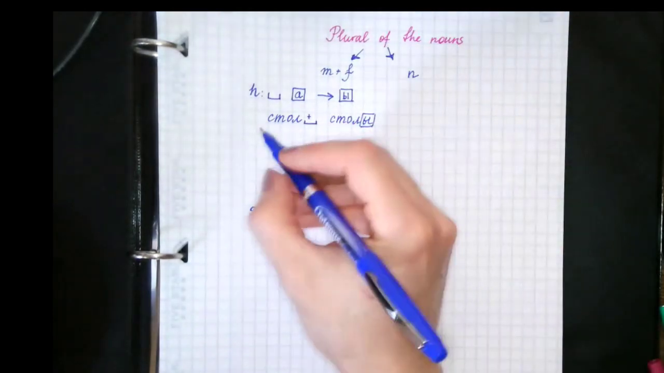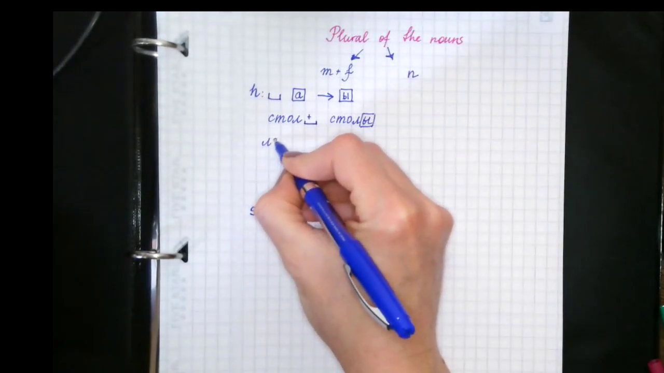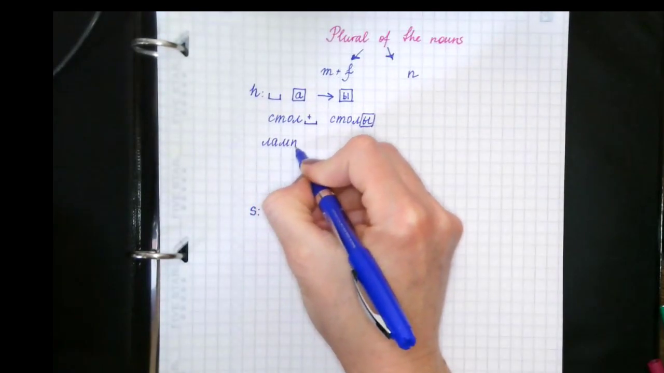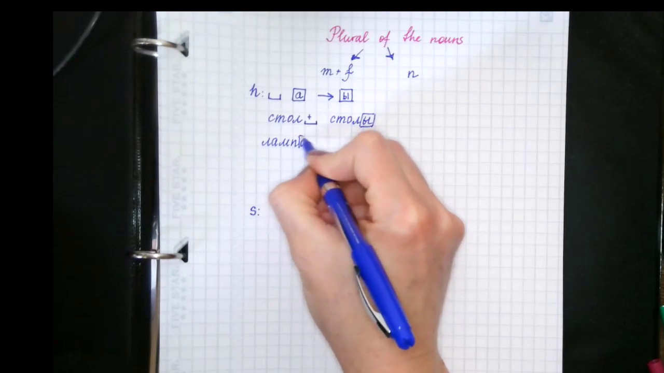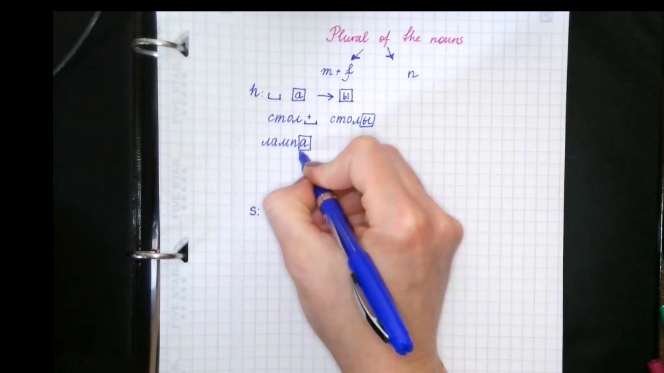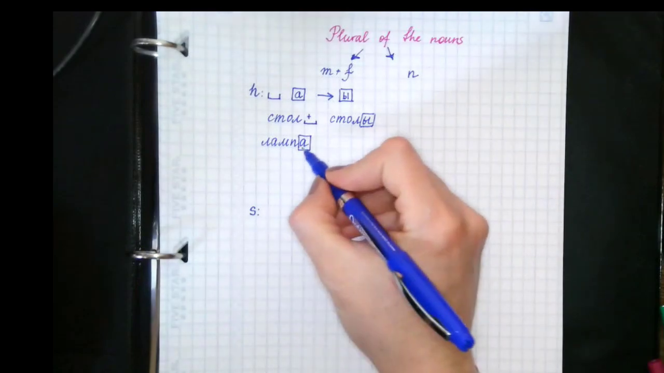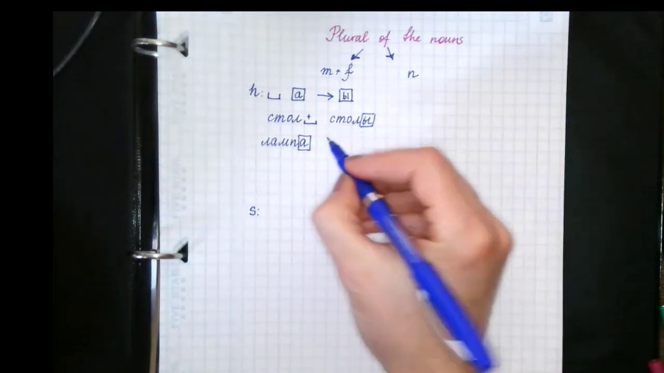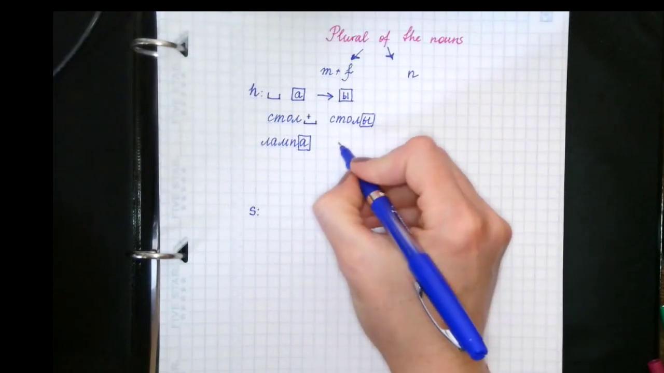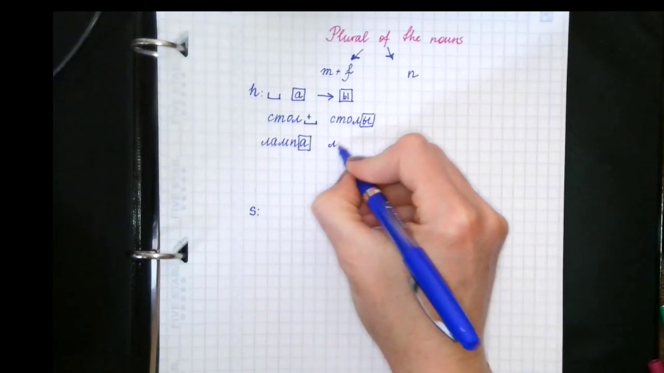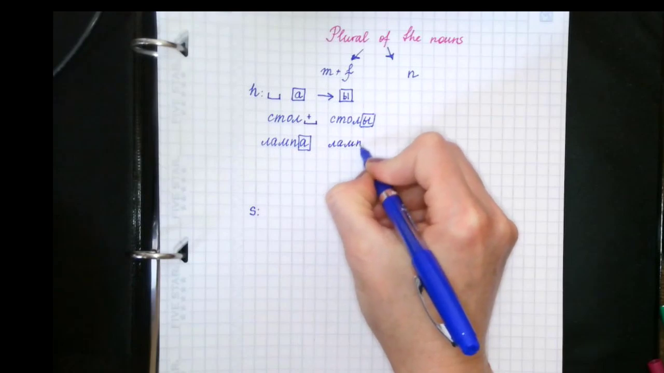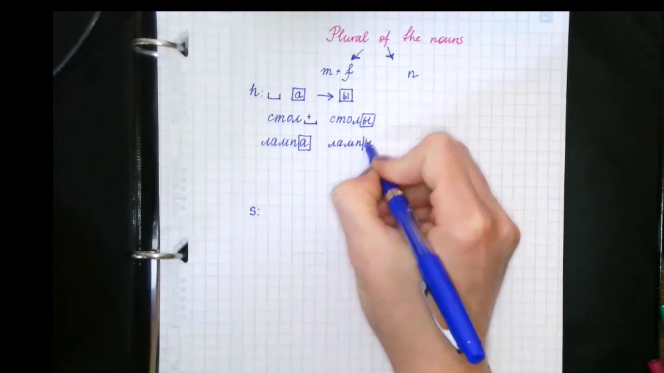Let's take a look at the word лампа, which means a lamp. It's a feminine noun that ends in а. And I'm kind of like putting а in the box because this is the ending that's gonna disappear once we transform this word into plural. So what we will have is лампы.